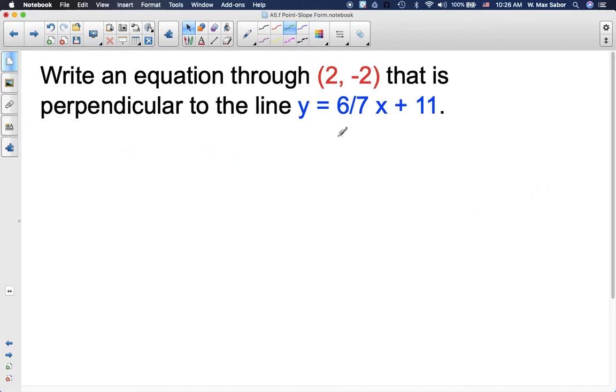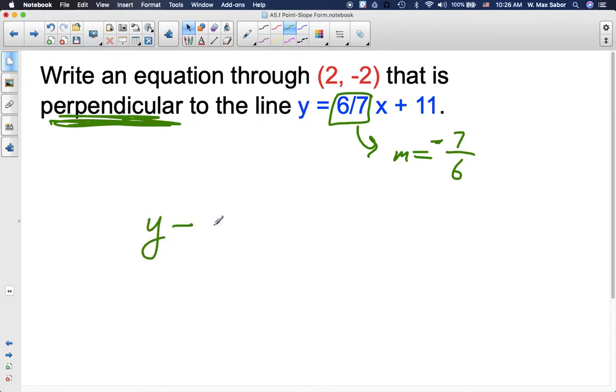Ooh, this one's a little interesting. Perpendicular to this line means that it has a negative reciprocal slope. So we'll say that the slope that we want is not going to be 6/7, but negative 7/6. Go back to the perpendicular line video if you've forgotten how that works.